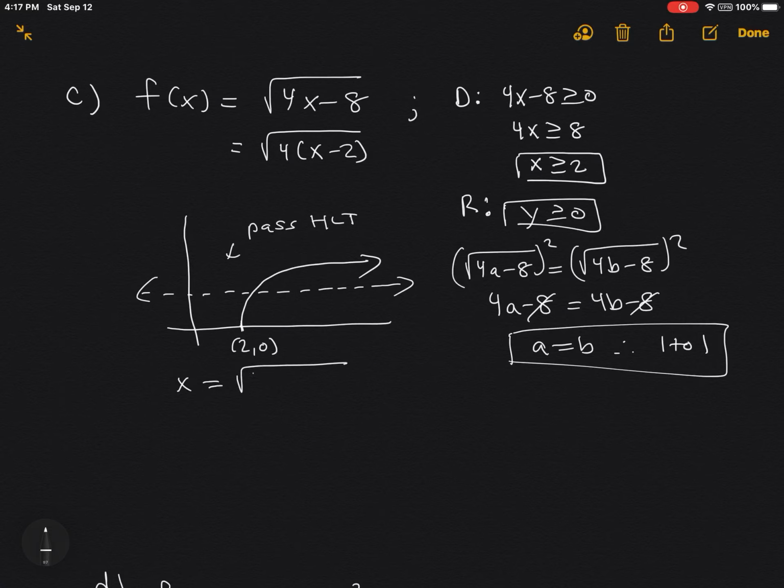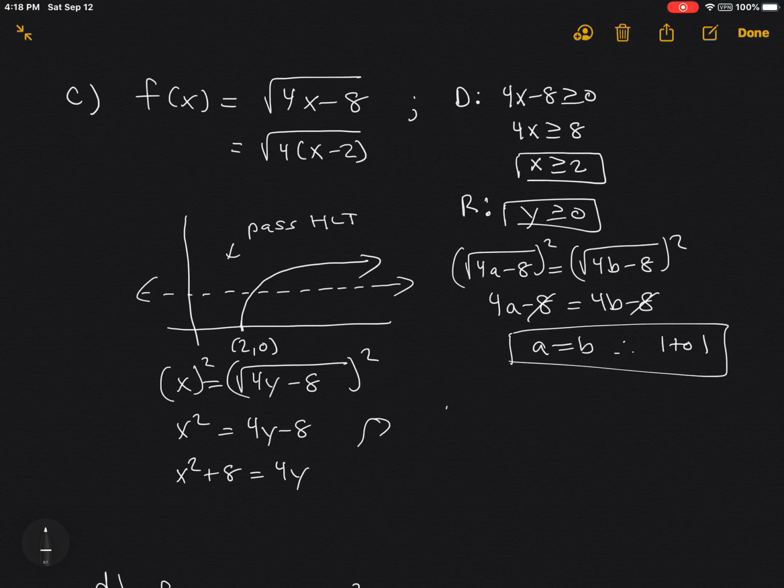So again, right, I'm going to switch my x and y values. So this is x is equal to the square root of 4y minus 8. And I need to get y by itself. Okay, so square both sides. You're going to get x squared is equal to 4y minus 8. Add 8 to both sides. Right, and then divide by 4. You're going to get (x squared plus 8) over 4 is equal to y, but then make sure you call it f inverse.